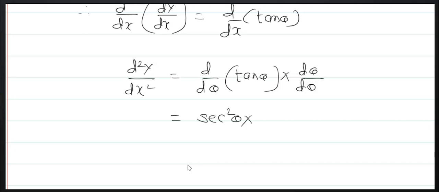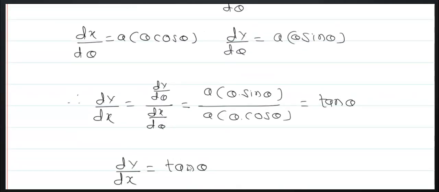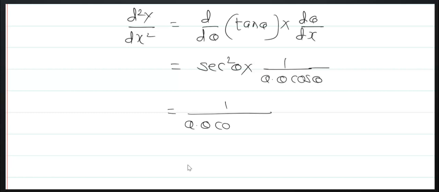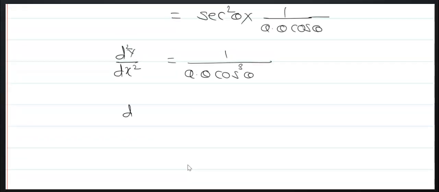That is sec² θ into dθ/dx. Its value we have found out, which is 1 upon aθ cos θ. Now simplify this. That will become 1 upon aθ cos³ θ. This is d²y/dx².